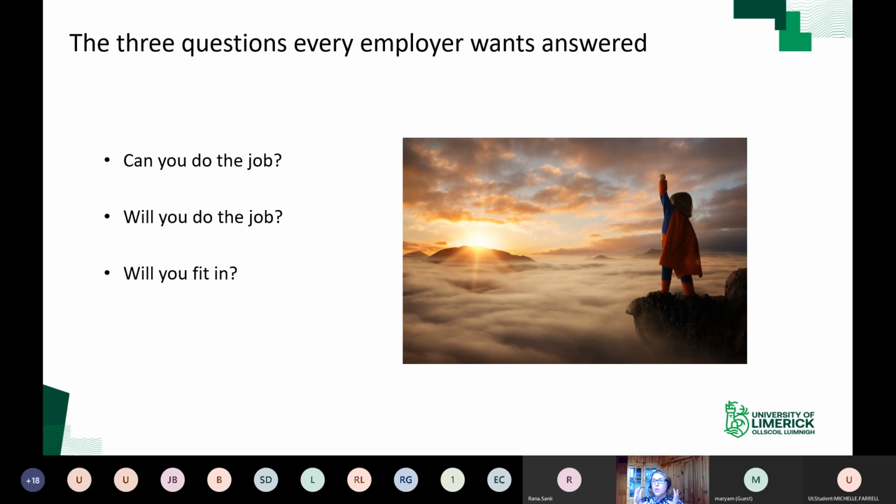And that means fitting the culture of the company, the way the company operates, the mindset of the company, the vision of the company. How does that align with what's important to you and where you see yourself going? So those are the three high level questions that an employer wants answered in relation to an interview: can you do the job? Will you do the job? And will you fit into the culture of the organization?